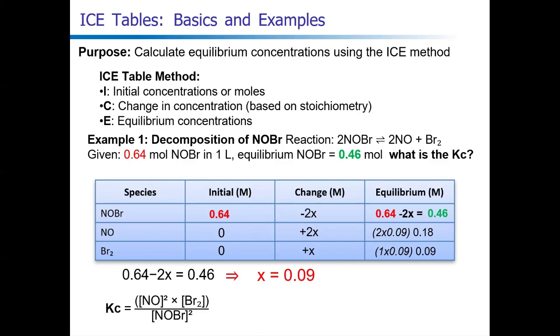Notice how both NO and NOBr are squared. That's because each has a stoichiometric coefficient of 2 in the balanced chemical equation. That means 2 moles of each are involved, so their concentrations are raised to the power of 2. Bromine has a coefficient of 1, so it just stays as it is. Adding in these values and solving gives us a Kc of 0.0138. This is how we use the ice tables to calculate the Kc as well as the equilibrium concentrations of a reactant.